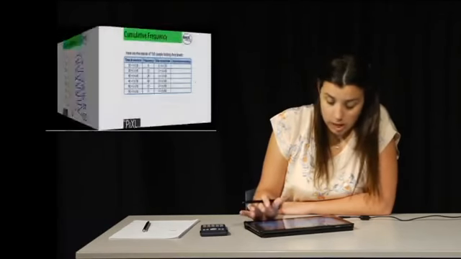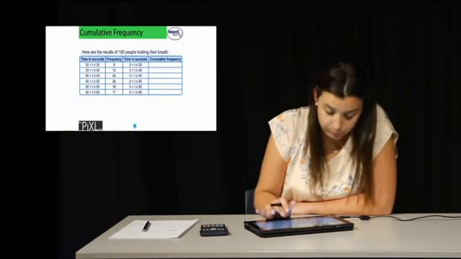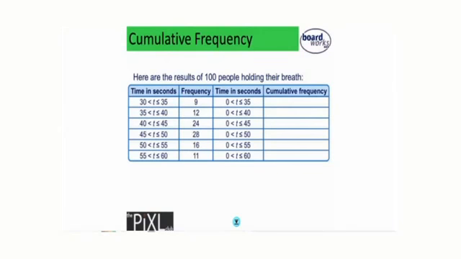Now, what you're going to see in the exam is this presented in a table. Let's have a look at this. Here are the results of 100 people holding their breath. On the left-hand side here, we've got some groups. T stands for time, 30 to 35, 35 to 40, 45 to 50. There are inequality signs in between, which is less than or equal to. Don't worry about those, we've just got groups here. Our second column is the frequency, just like we had on the last slide. Then we have another column which says, what is the time between 0 and 35, 0 and 40, 0 and 45? This is where you're going to create the cumulative frequency.